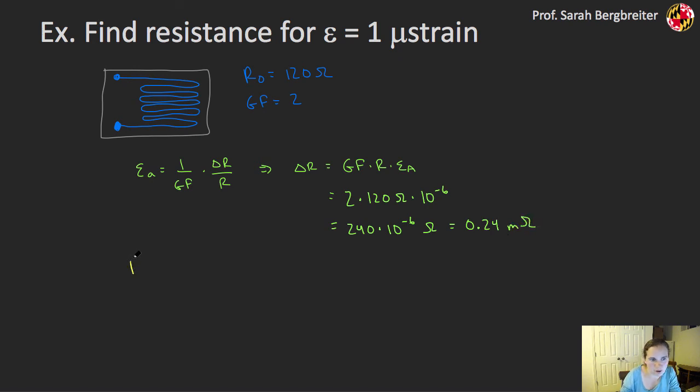So if I think of what my new resistance is, where it was the nominal resistance plus that delta R, now I'm looking at 120.00024 ohms. So you can see why we might want decent interface electronics that give us decent sensitivity, as well as ultimately amplification off of our Wheatstone bridge as well.